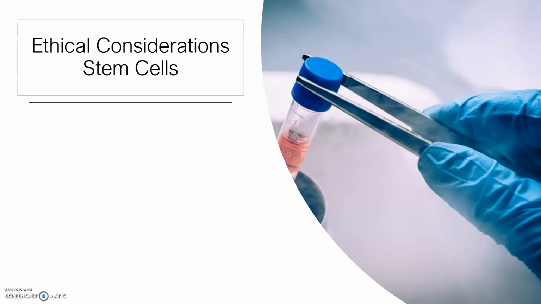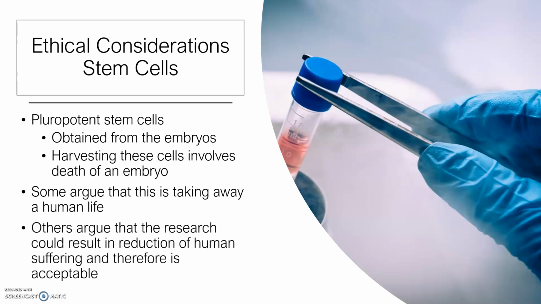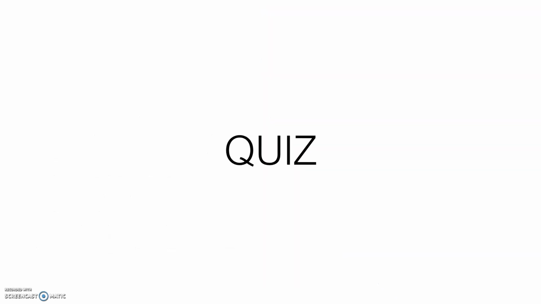Ethical considerations. The pluripotent stem cells are obtained from embryos, and harvesting these cells involves the death of an embryo. Some argue that this is taking away a human life, whereas others argue that the research could result in a reduction of human suffering and is therefore acceptable. So what do you guys think about this? Let me know in the comment section below. Interesting discussion.